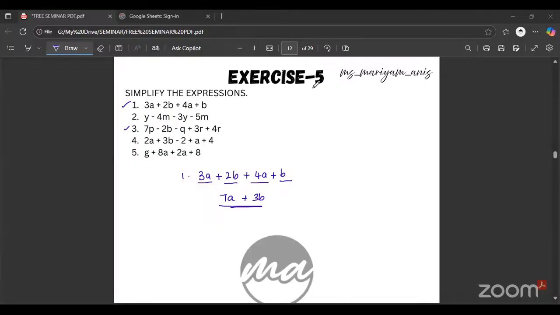Okay, so let's do the third one's answer. The third one is 7p minus 2b minus q plus 3r plus 4r. You can't do anything with p, b, q because you have only one term in each of them. So your answer will be 7p minus 2b minus q plus 7r.